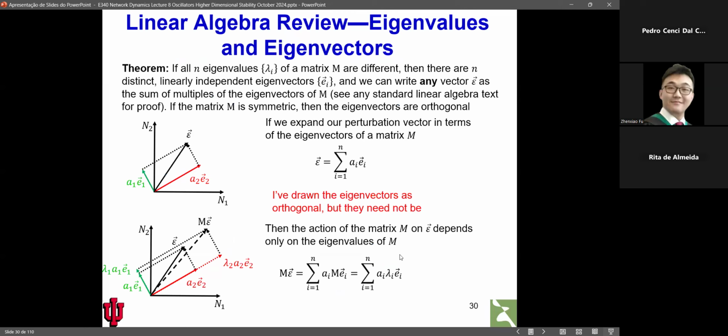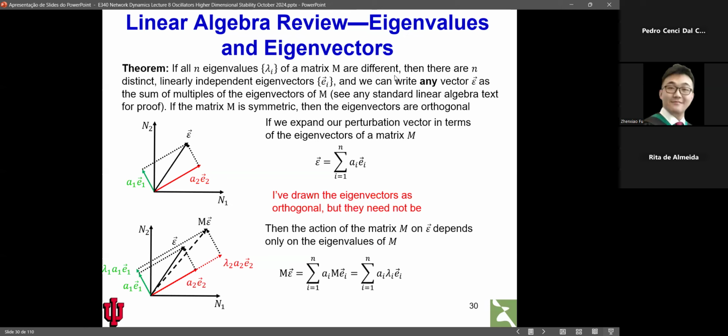Okay? And now we have a theorem. If all eigenvalues of a matrix are different, then there are n distinct linearly independent eigenvectors. You see that here I'm saying they are linearly independent, not that they are orthogonal. You can be sure they are orthogonal if M is symmetrical. Otherwise, you can only guarantee that they are linearly independent.